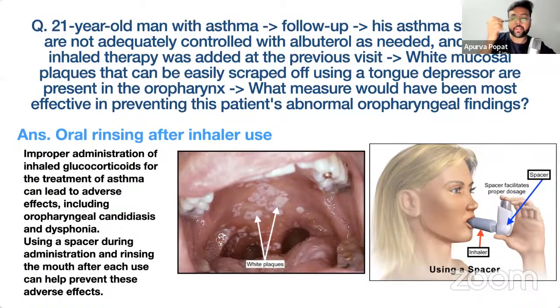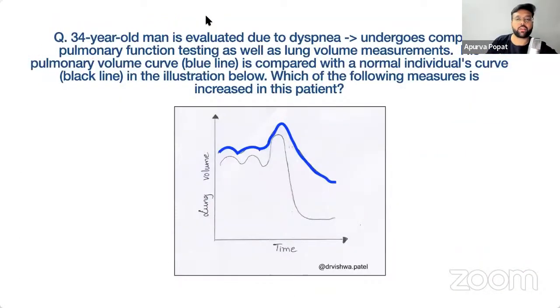What will you think if you cannot easily scrape it off? What do you think about leukoplakia? Wonderful. All right. Next question.